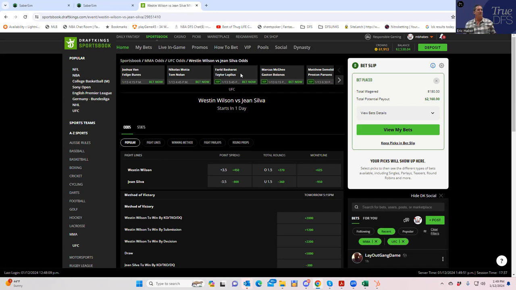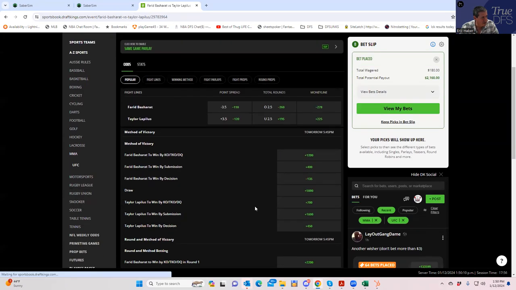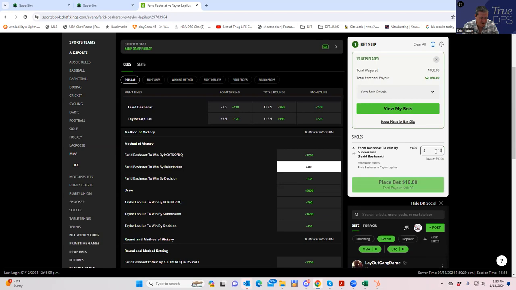So these are the types of variations we really can't play. Like, we can't play Basharat by decision. That's way, way too obvious. And you really can't play Lapolis by decision either. So it's got to be somebody finishing here. And I guess the most likely one is Basharat to finish. So let's take a look at some of these lines here. Basharat by submission is plus 400. I mean, that's not bad. That is not bad at all. So we're going to do that. Basharat by submission plus 400.